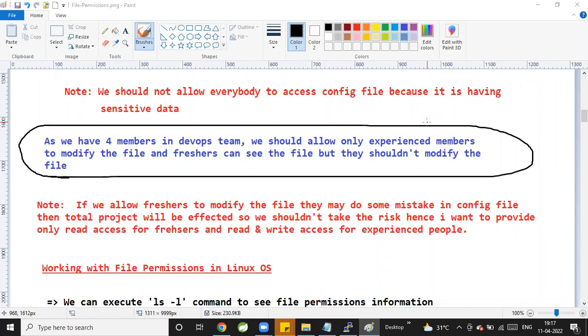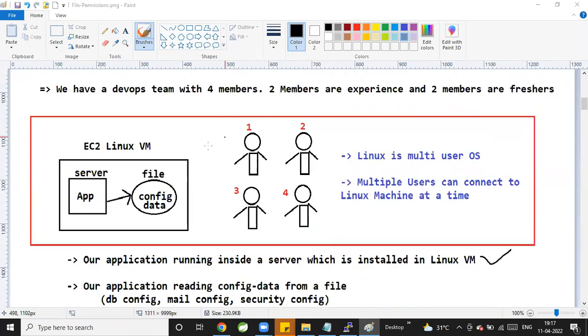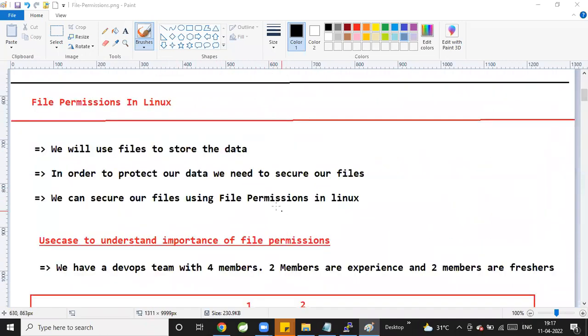If they give wrong configuration in the configuration file, then the total project will collapse. So that is the reason I want to secure this configuration file. Freshers should not be able to modify the file, whereas experienced persons should be able to modify the file. That's where file permissions come in Linux. That's where we are going to deal with file permissions in Linux.